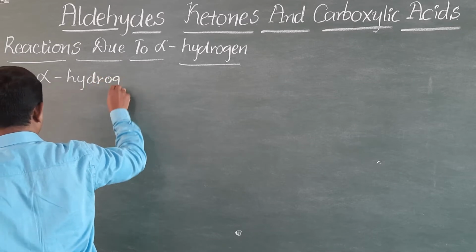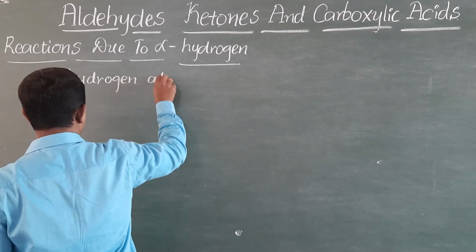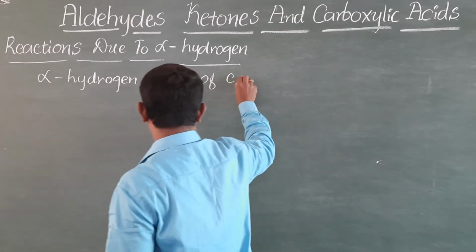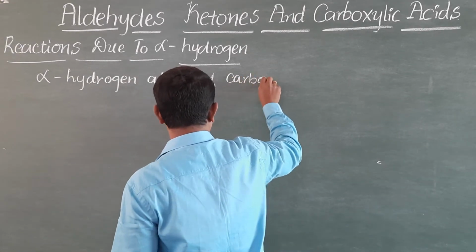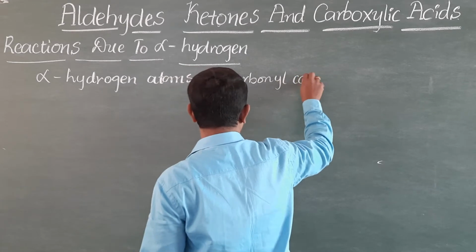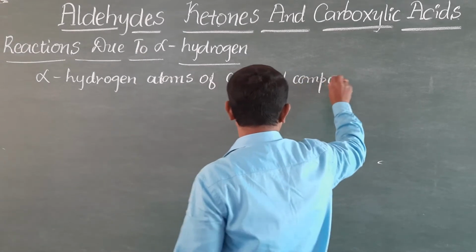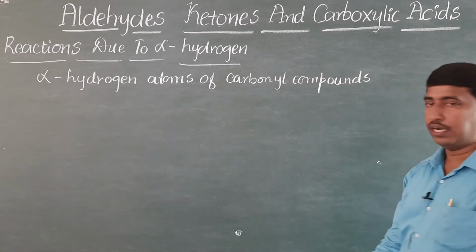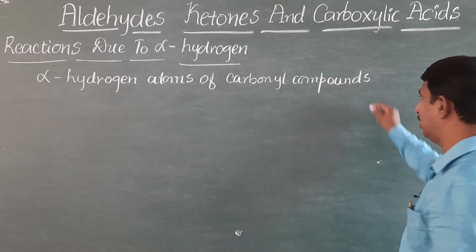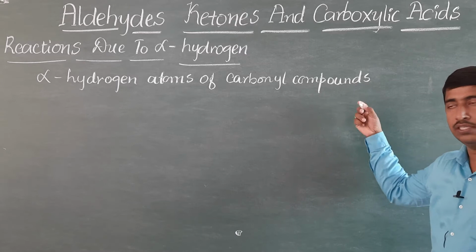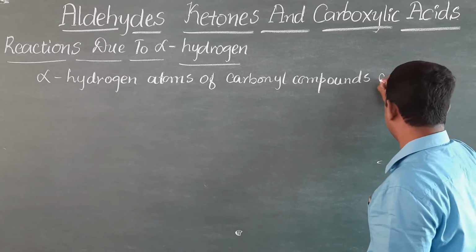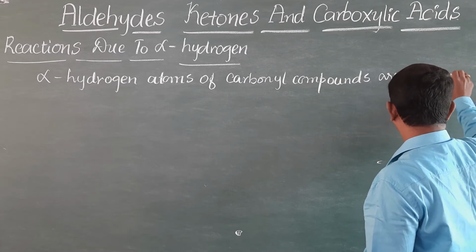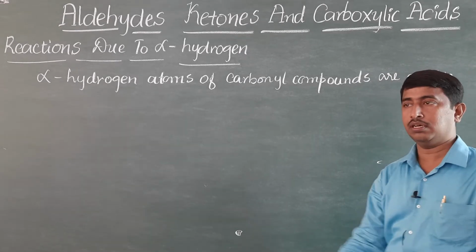Alpha hydrogen atoms of carbonyl compounds. Carbonyl compounds means aldehydes or ketones. These alpha hydrogen atoms are acidic.